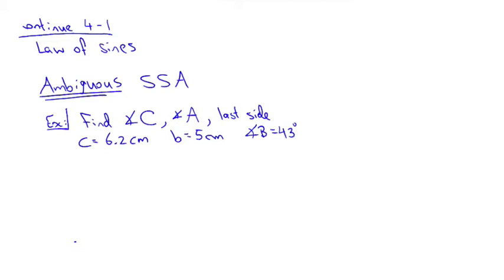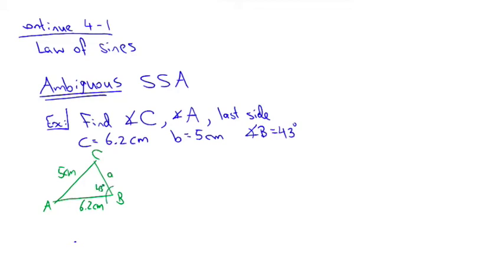Step number one, draw a picture. You've been doing that for like three chapters now. So if I draw this picture, I'm just going to draw some kind of scalene triangle, label the vertices ABC. Opposite big A is little a, and I don't know what it is. Opposite big B is little b, so this is 5 centimeters. And opposite C is little c, so this is 6.2 centimeters. So far, so good. And the angle B is this angle over here, and it's 43 degrees.